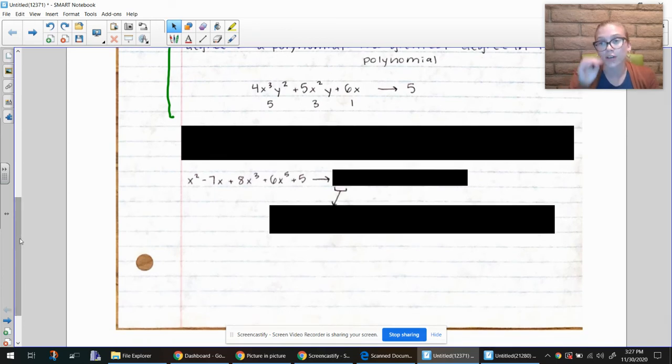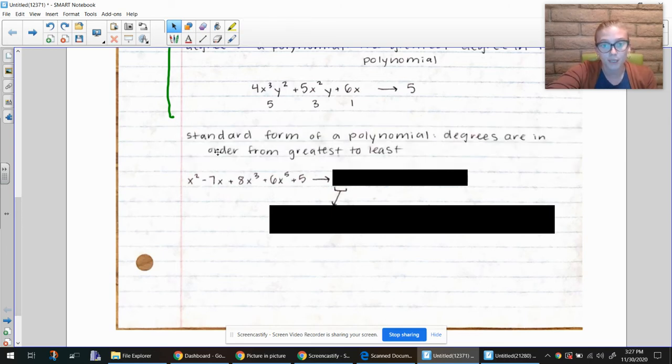There's a couple other vocabulary words that we are going to need so that we can talk about polynomials correctly. The first vocabulary word is standard form of a polynomial. When a polynomial is in standard form, the degrees are in order from the biggest to the least. So that means that, for example, here, the degree of 5 is in the first place, the degree of 3 is in the second place, and the degree of 1 is in the last place.